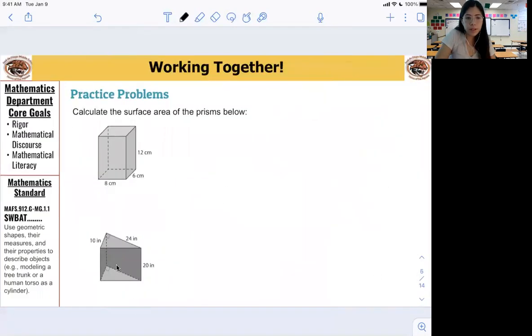So let's go ahead and try that. In this one, notice this one is a right triangle. So when we get to it, it'll be a little bit easier. But let's start with the rectangular prism. Who can remind me what is the formula? Who wrote it down? For surface area, that's not the surface area formula.